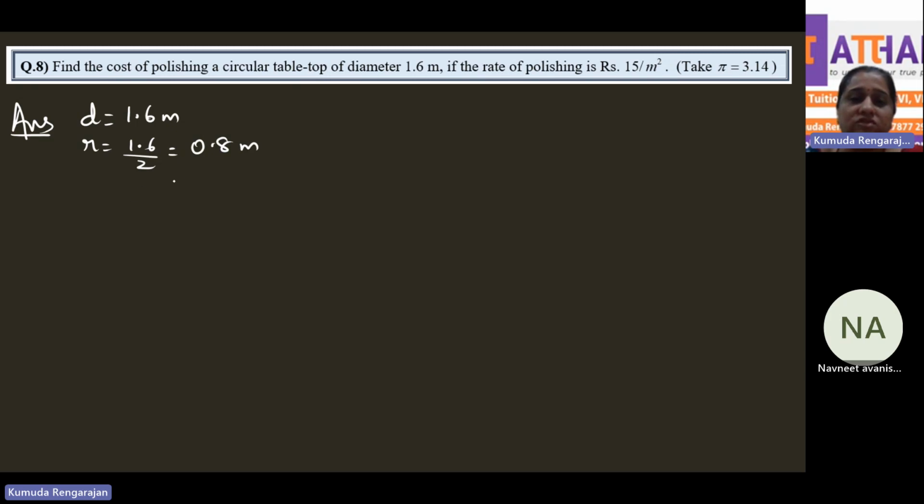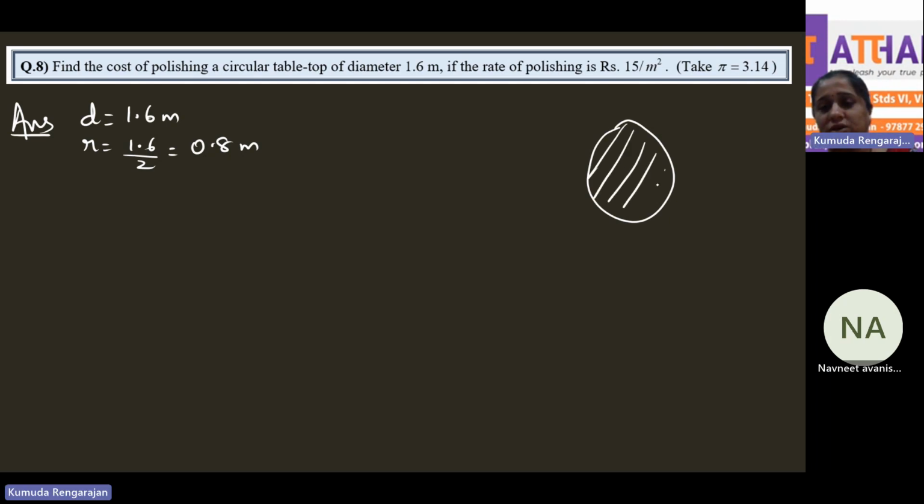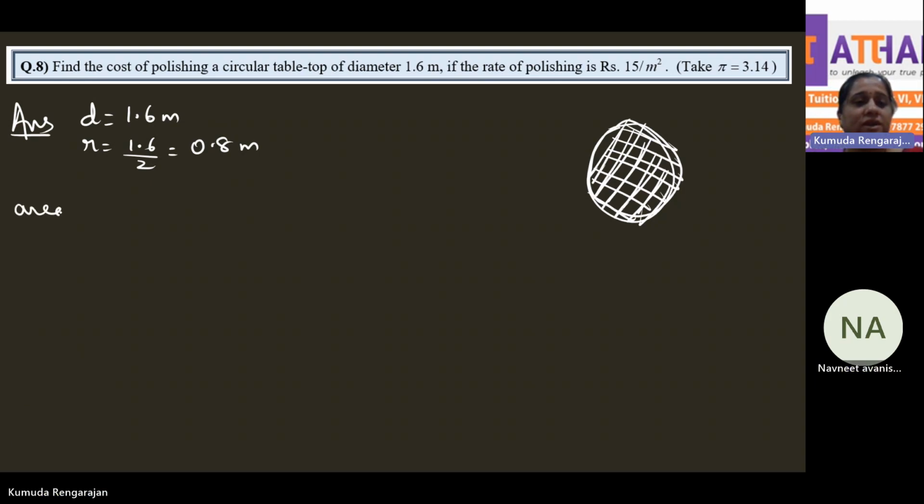Now, to find the cost of polishing, where will you polish? This is your tabletop. You'll polish here, right? Or you'll polish only the perimeter? No, ma'am, we'll polish the area. You'll polish this portion of the circle, the circular tabletop. So you'll have to find the area of the circular tabletop.